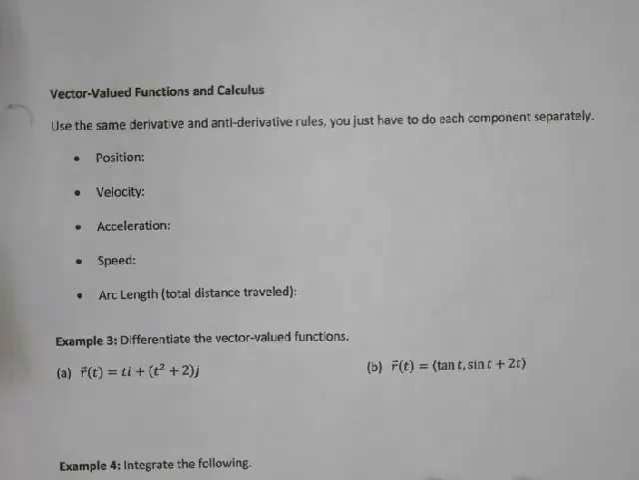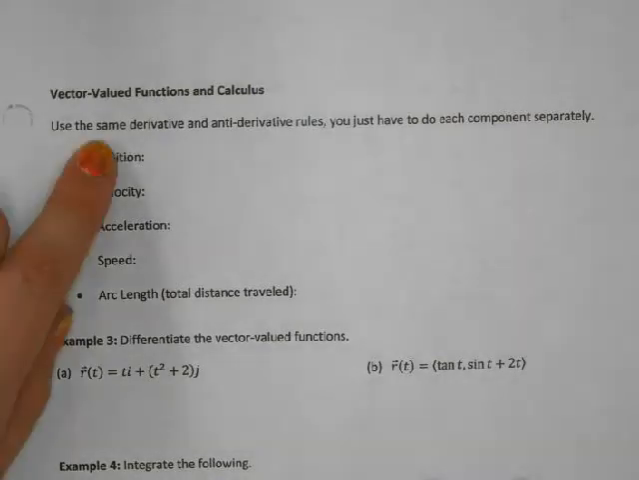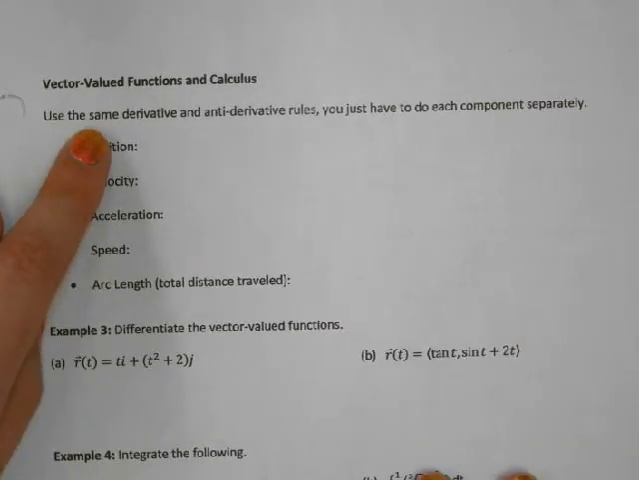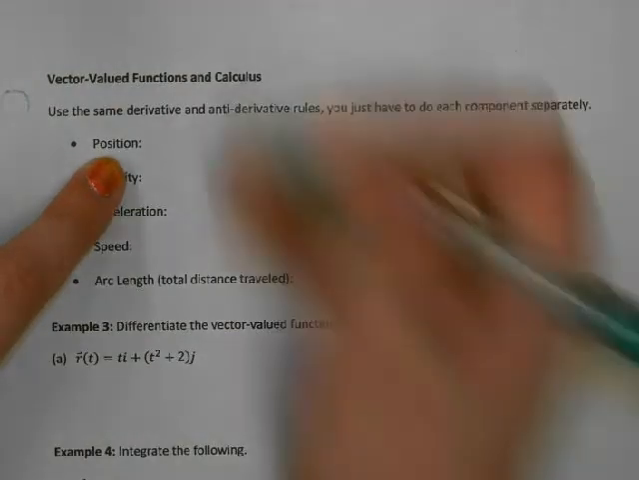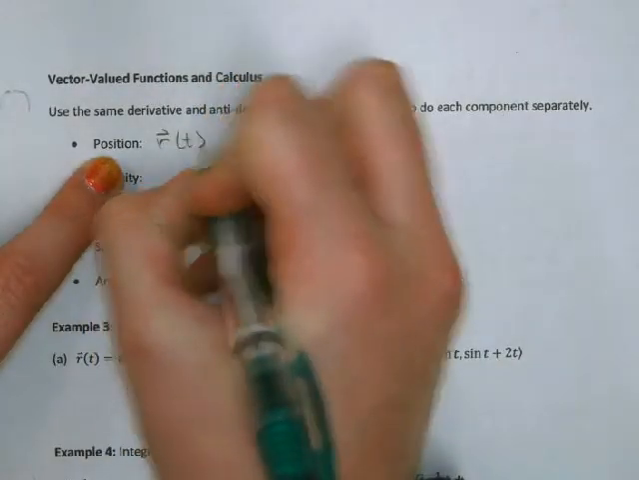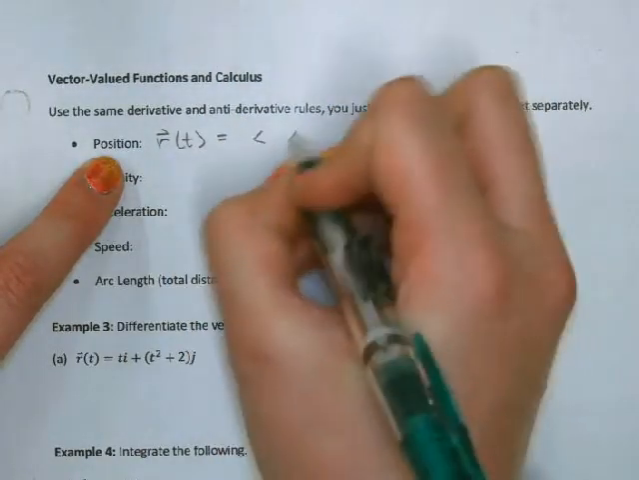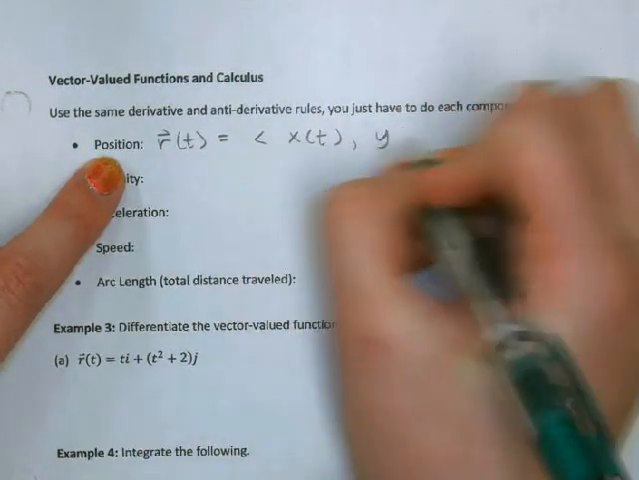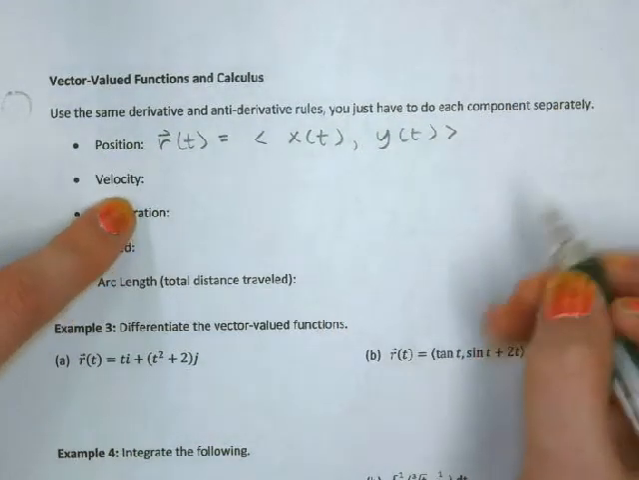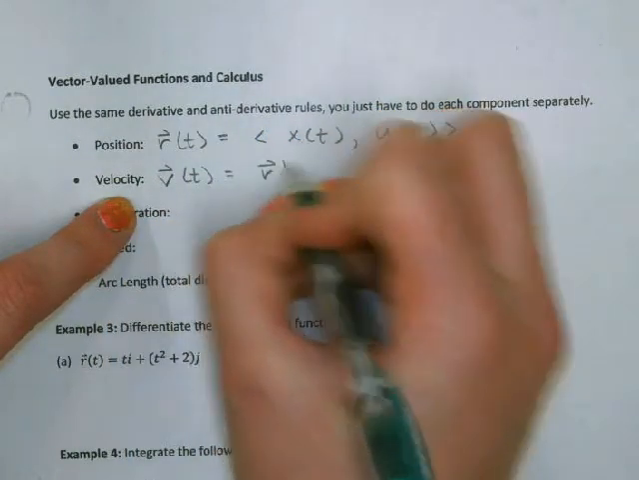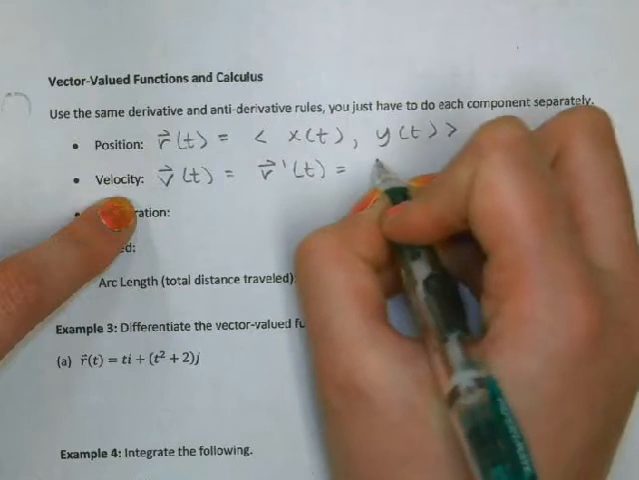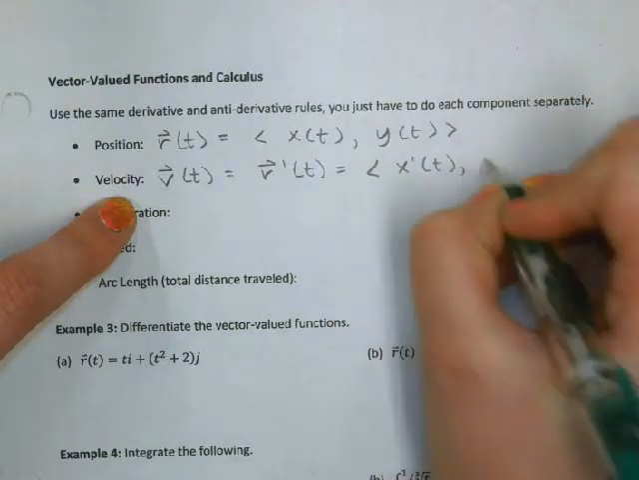All right, go ahead and flip to the next page. So vector valued functions use the same derivative and antiderivative rules. You just have to do the components separately, the horizontal component and the vertical component, or the x and the y. So a position vector is written as r of t, and we're going to say that the horizontal component is x of t and the vertical component is y of t. That means that the velocity vector is just the derivative of the position vector. So that's x prime of t, y prime of t.